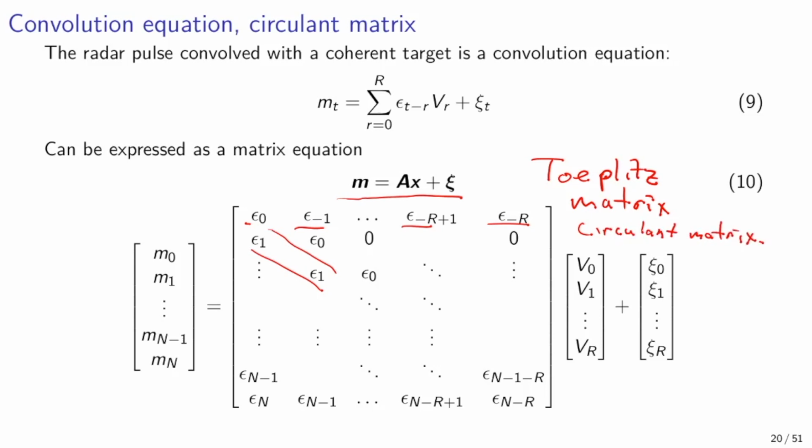This type of a matrix has the useful property that it can be diagonalized with the help of a Fourier transform. The vector M contains samples of the signal received by the radar receiver. The vector X contains scattered complex voltage for all the ranges that we are interested in estimating. And the vector Xi contains elements of the receiver noise.